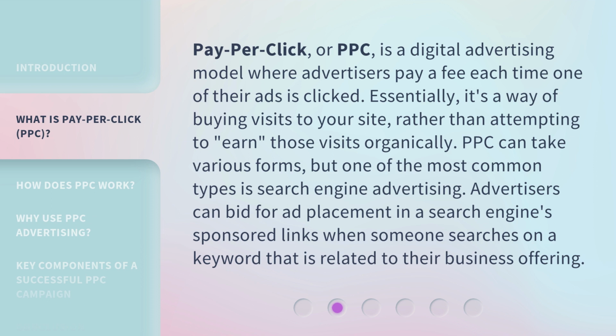Pay-per-click, or PPC, is a digital advertising model where advertisers pay a fee each time one of their ads is clicked. Essentially, it's a way of buying visits to your site, rather than attempting to earn those visits organically. PPC can take various forms, but one of the most common types is search engine advertising. Advertisers can bid for ad placement in a search engine's sponsored links when someone searches on a keyword that is related to their business offering.